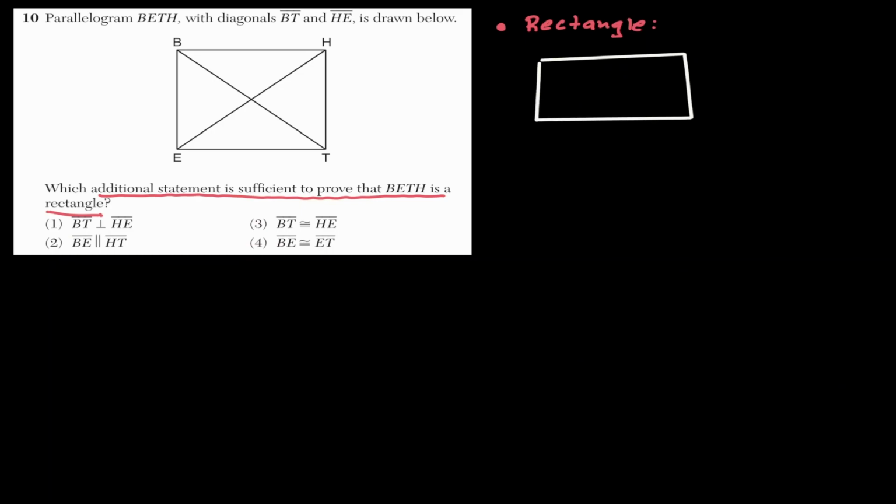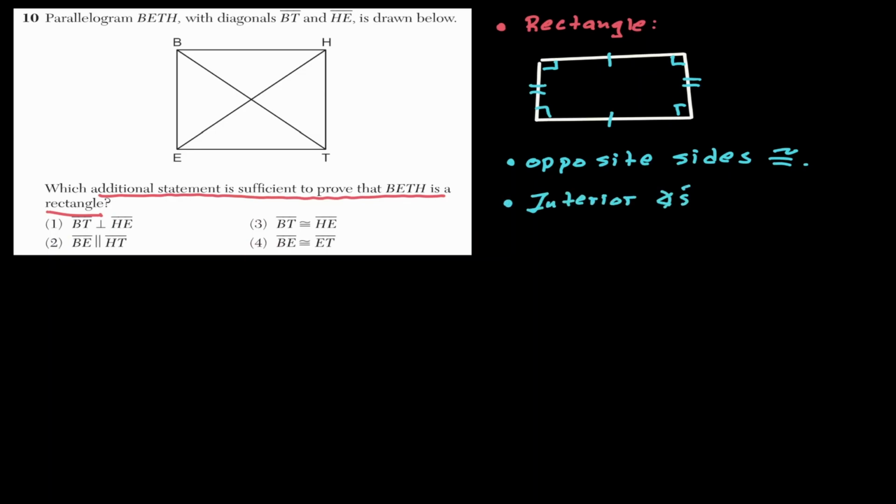Well, if we want to claim that this figure is a rectangle, then two things need to be shown. Opposite sides are congruent to each other, and in addition, interior angles are 90 degrees. So now let's see which of the following statements gives us these two requirements.